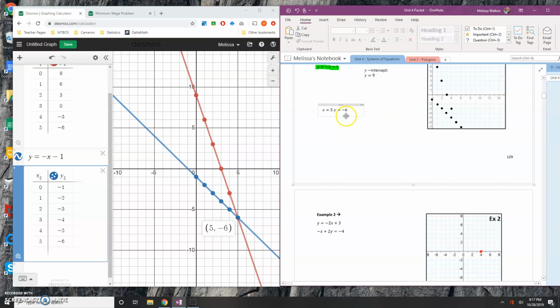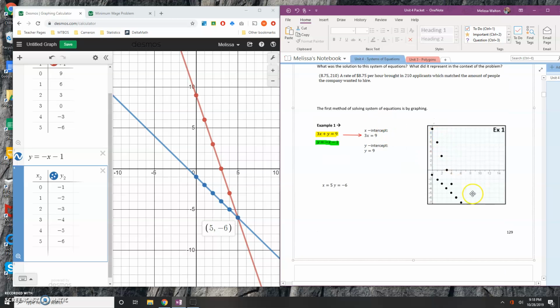Now it is important to note that you do need to have both a solution for your x value and your y value. For a system of equations, you want to know what is the point where we intersect. An x value isn't going to cut it. A y value isn't going to cut it. You need both of those. So we went ahead and found our solution to this one. We have x equals 5 and y equals negative 6.